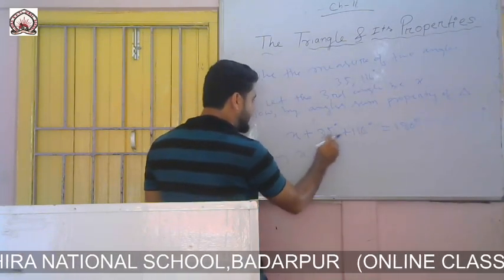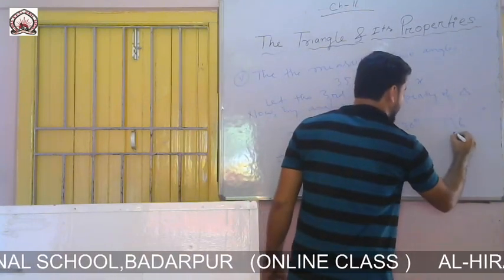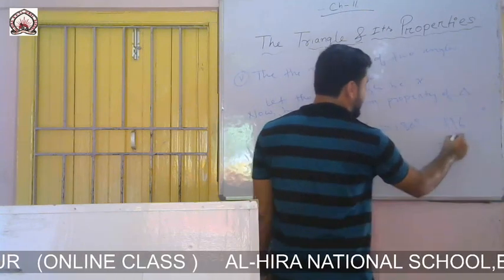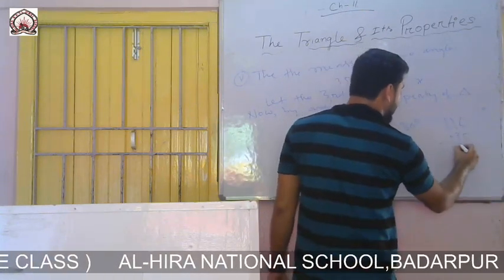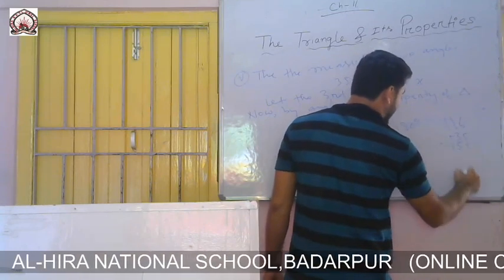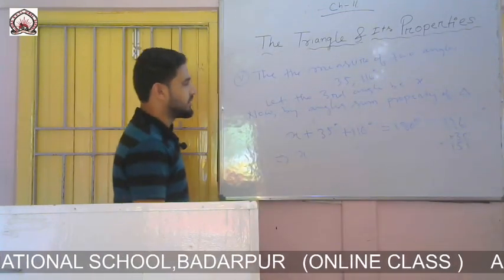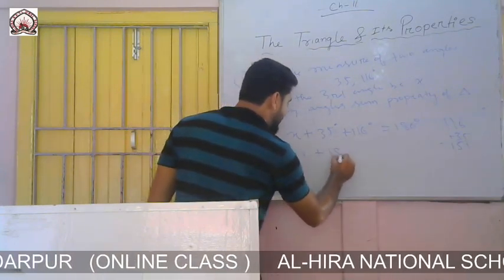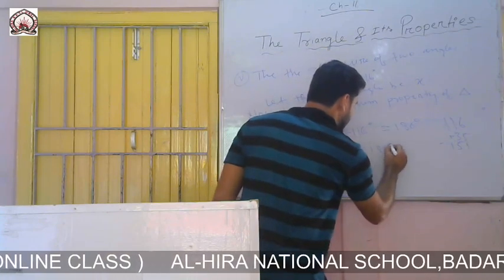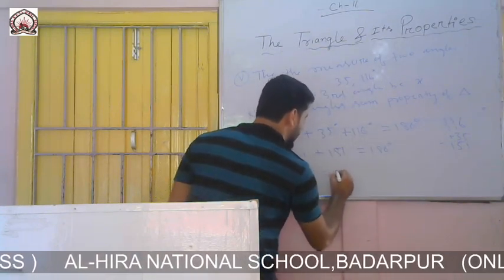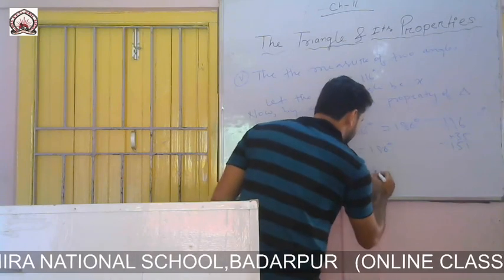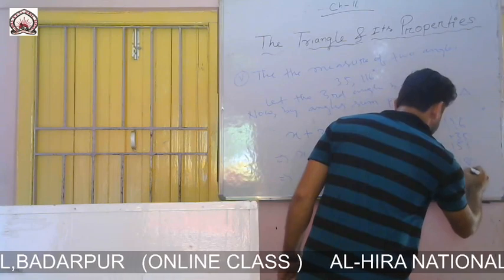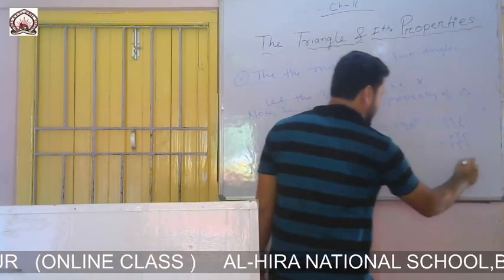Now if I add 116 degree and 35 degree: 6 plus 5 is 11, 3 plus 1 is 4 plus the carried 1 is 5, and here it is 151. So I can write 151 equals 180 degree. Now I can write x equals 180 minus 151. So if I subtract 151 from 180 degree, then I will get the answer.